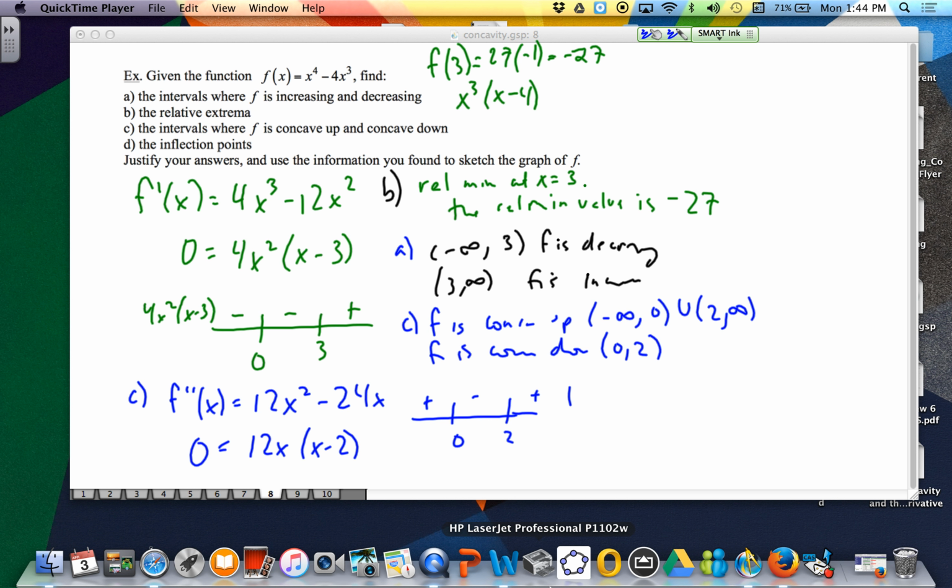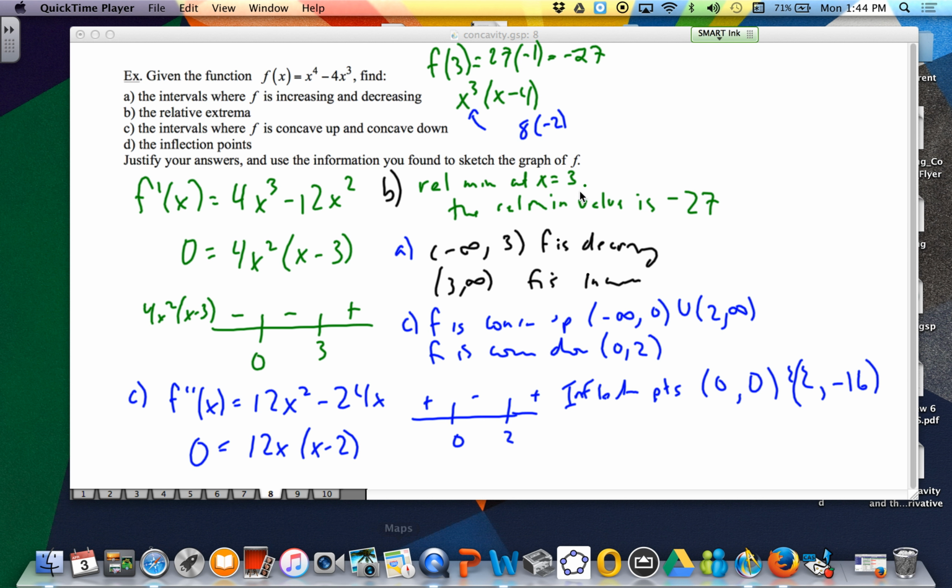I would have inflection points at 0, whatever that is, and 2, whatever that is. If I plug in a 0, I get a 0. I plug in a 2, I'll go back here, that's 8 times negative 2, negative 16. So those are some points that I know are on the graph as well. So we know that the graph's going through 0, 0, and 2, negative 16, as well as 3, negative 27.